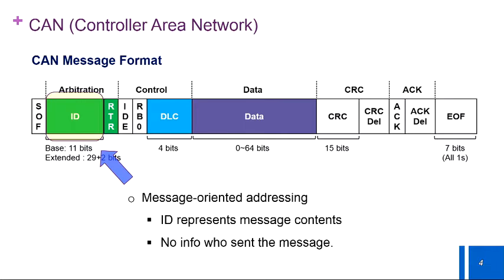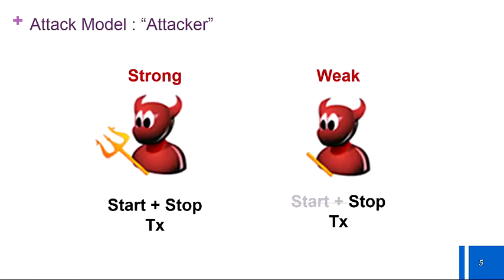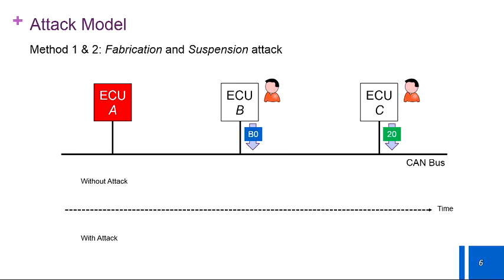To discuss vehicle cyber attacks, we consider two different attackers. First, a strong attacker who has full control of a compromised ECU, so it can start transmission from the compromised node, and also stop transmission that it was usually transmitting. Another attacker is a weak attacker that only has partial control, so it can only stop transmissions. The existence of these two different attackers was shown in a different paper. For the attack itself, we categorize those attacks into three different attack models. First, fabrication. Second, suspension. And lastly, masquerade.